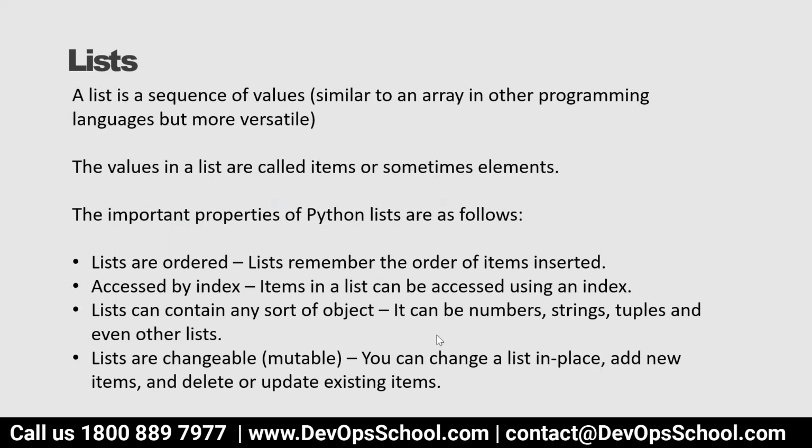So a list remembers the order of its items inserted. So always index, basically you can say index. So how can you access? Using index number 0, 1, 2, 3, 4, like that. A list can contain any sort of object. Yes, that is important. So in a list, you can have numbers, strings, tuples, and even other lists also. I showed you in one example for it. Lists are changeable. That means it's mutable. So you can change the list in place, add new items, and delete or update existing items also.